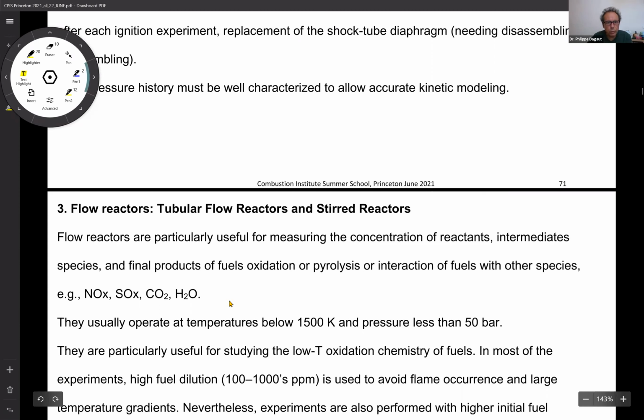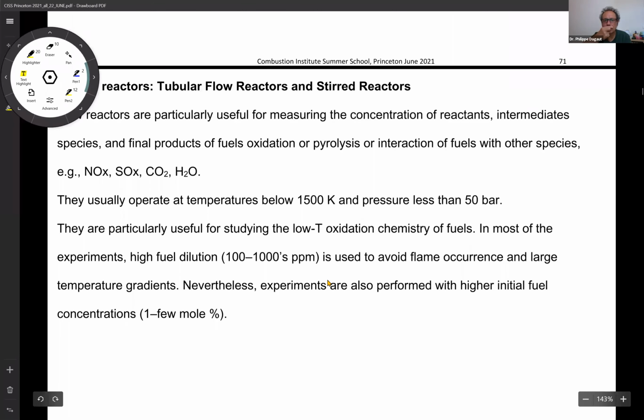They are particularly useful for studying the low temperature oxidation chemistry of fuels and intermediate temperature oxidation also. In most of the experiments, high fuel dilution is used, which means that you are in the range of 100 to a few thousand ppm. By doing so, you can avoid flames occurring in the system, and also large temperature gradients.